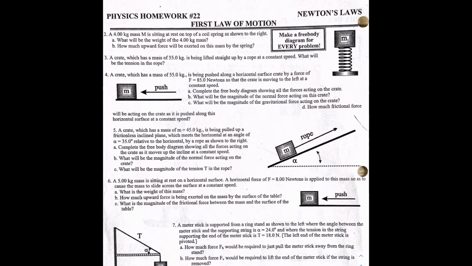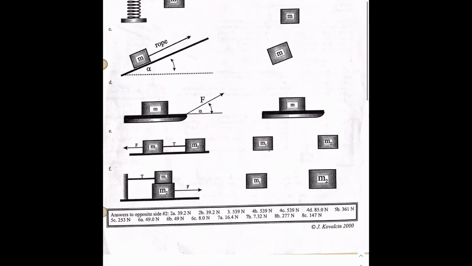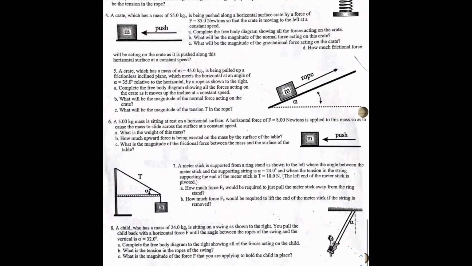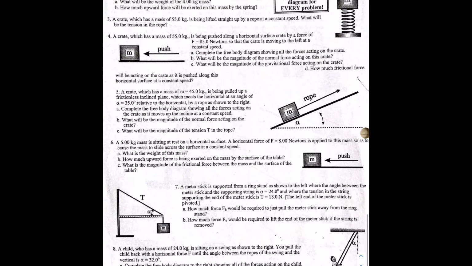We're going to start here on problem number 2. The other side has just free body diagrams. That is problem number 1. We're not worried about that. We're just going to go right for problem number 2 here. And it says a 4 kilogram mass is sitting at rest on top of a coil spring shown to the right. What will be the weight of the 4 kilogram mass? How much upward force will be exerted on the mass by the spring?